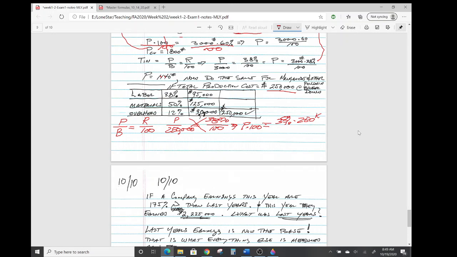All right, that's equal. Now you already know the drill here, right? So we're going to come up here. We're going to divide this side by 100. We're going to divide this by 100. There's an equal sign. The hundreds over here go away. That gives us P equals 38 times 250,000 divided by 100.